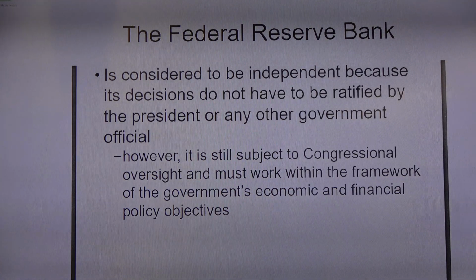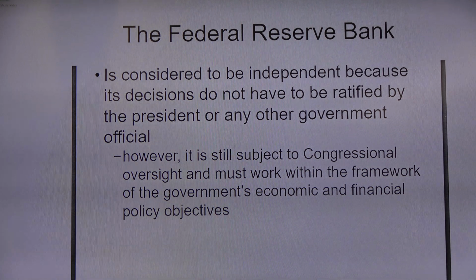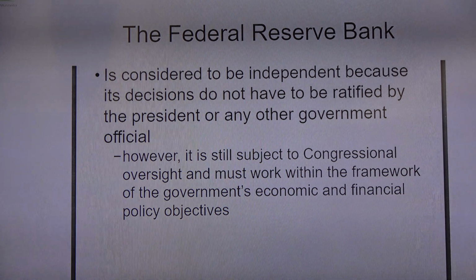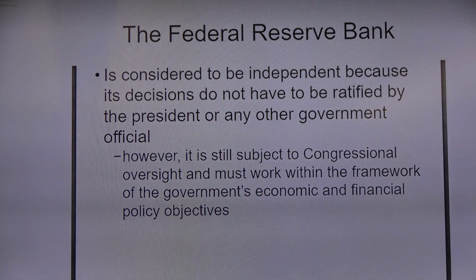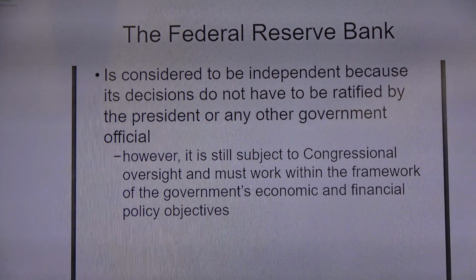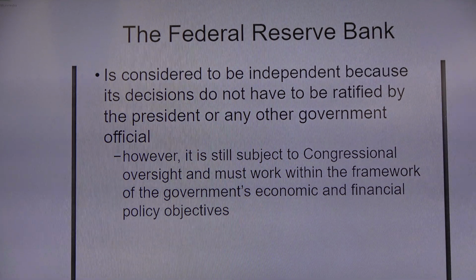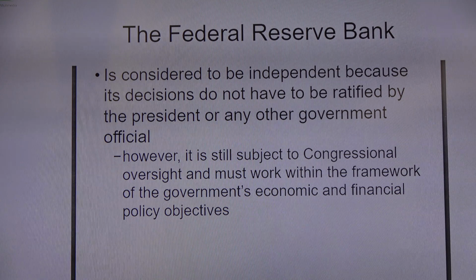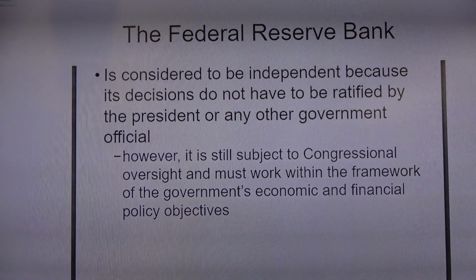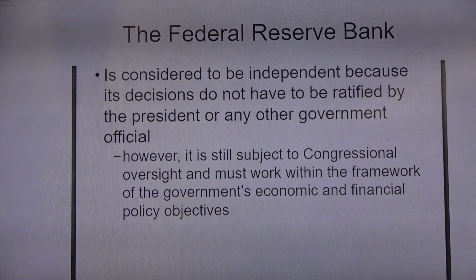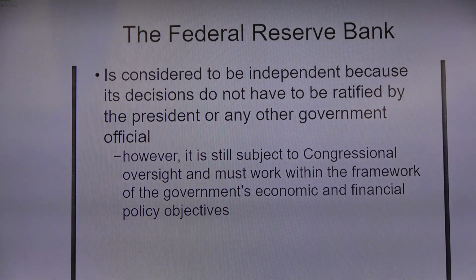The Federal Reserve Bank is considered to be independent because its decisions do not have to be ratified by the President or any other government official. So the Federal Reserve Bank has a lot of power. They're in charge of a lot that has to do with our economy. However, it is still subject to congressional oversight and must work within the framework of the government's economic and financial policy objectives. So while they don't have to go to the President or get things ratified, they do have a set of parameters that they have to work within that's instituted by the Congress.